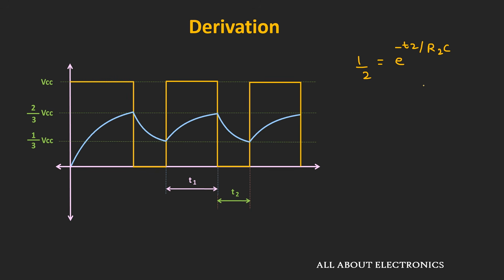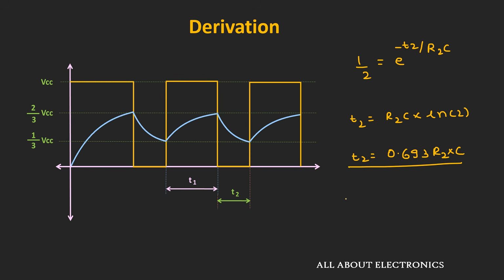So if we take the natural log on both sides and if we simplify it, then the value of T2 will come as R2 times C times natural log of 2. Or we can say that the value of T2 will be equal to 0.693 times R2 times C. So this is the time required by the capacitor to discharge from this 2 by 3 VCC voltage to the 1 by 3 VCC voltage.